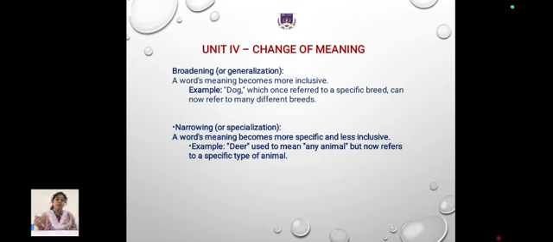And how a word once used in a general way becomes used in a specific way. For example, deer, it was used to mean any animal, but now in a specific way we are using the word to mention the specific animal, deer. Change of meaning. This is the fourth unit.